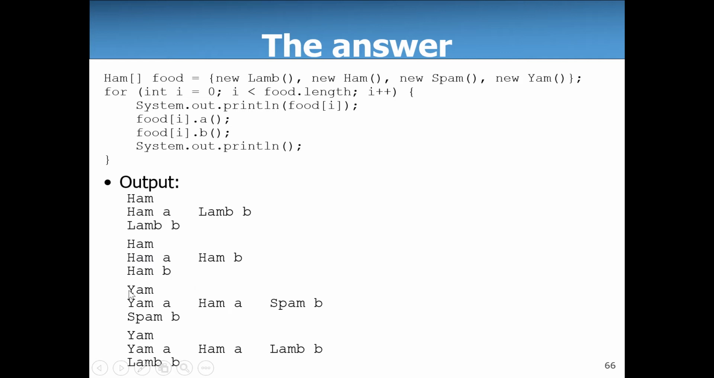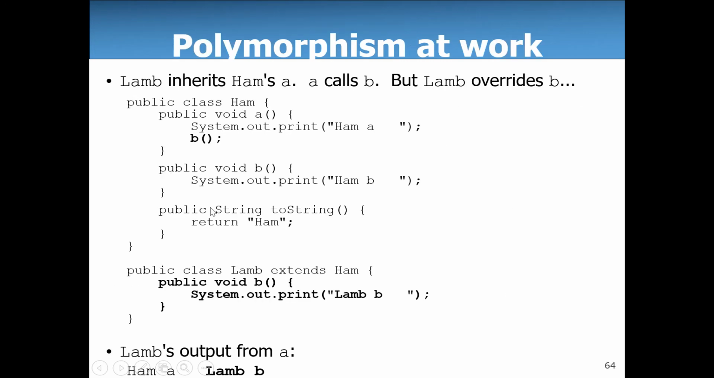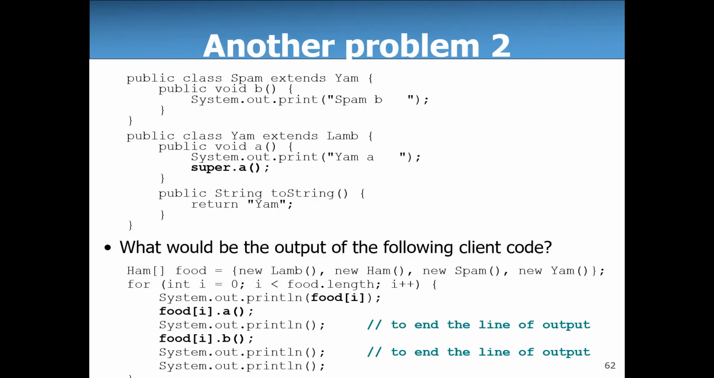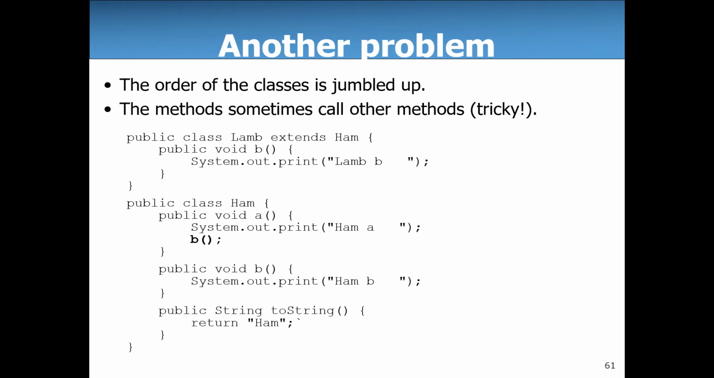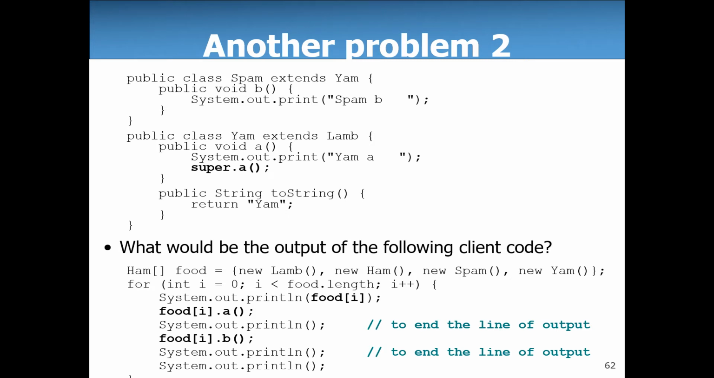Yam, right? Yam, let's see. Yam is a child of, let's just double check. Yam is a child of what? Yam is a child of lamb. Okay. And that one's a bit tricky because it says, call my parent's method. So yam says, for its toString, just print out yam.